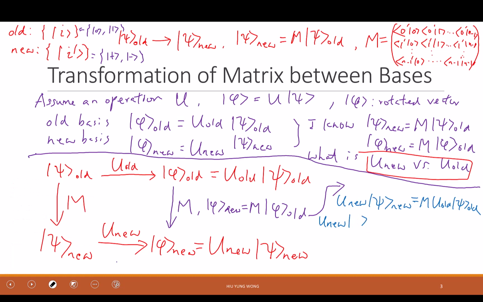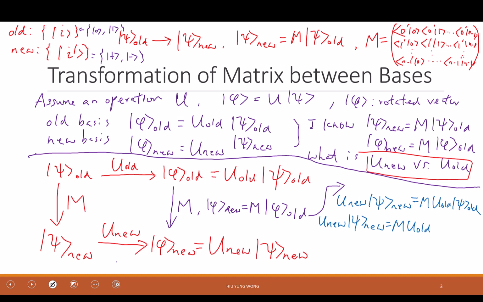So what is a unitary matrix again? Do you remember the definition? Say again? Say again? Yes, U dagger it was.